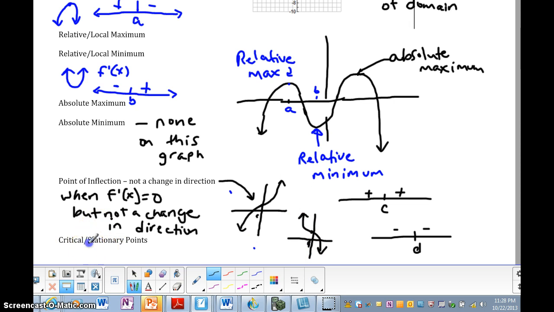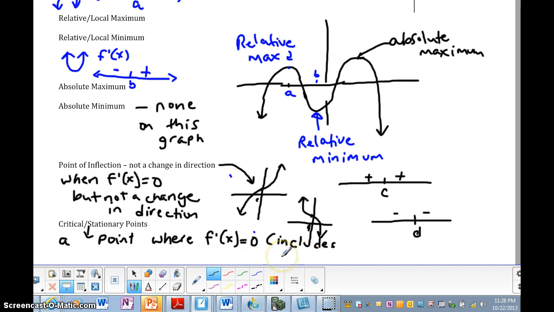And our last vocabulary word is a critical and stationary point. This is a point where the derivative is equal to 0. So a critical or stationary point would include a relative maximum or a relative minimum and also a point of inflection. So that includes a local max, and a local is just another word for relative, a local min, plus our point of inflection.